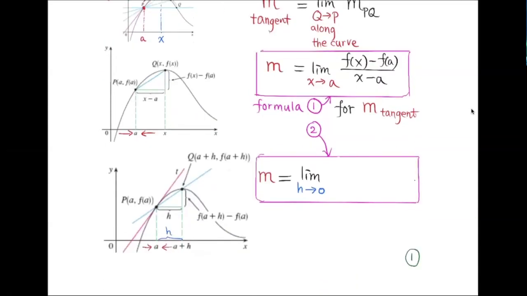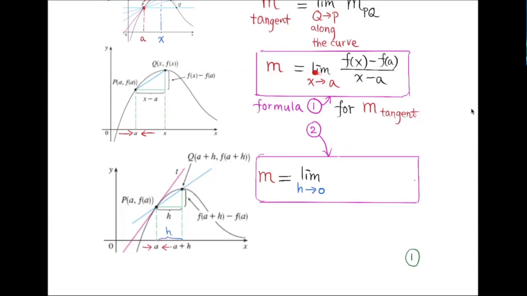Now, instead of using x to represent the x coordinate of Q, how about we let h represent the difference between the x coordinate of this point and the x coordinate of this one. If we let the x coordinate of this Q be a plus h, where h is the difference between this one and this one, then when Q is on the right side of P, h is positive. When Q is on the left side of P, h will be negative. So the x coordinate for this point Q is a plus h, and the y coordinate of this point Q will be f of a plus h.